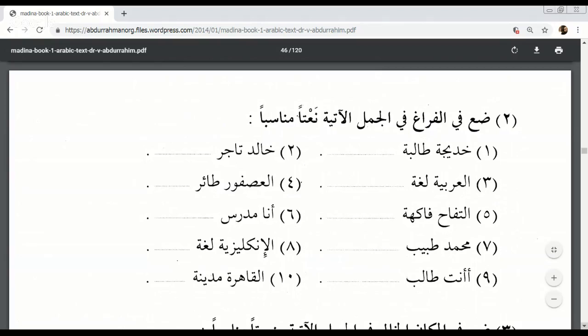Okay, go ahead. Read the next one, please, Aisha. خالد تاجر غني. Very good. Meaning? Khalid is a rich merchant. Excellent. Good. And number 3, go ahead, Shopna.